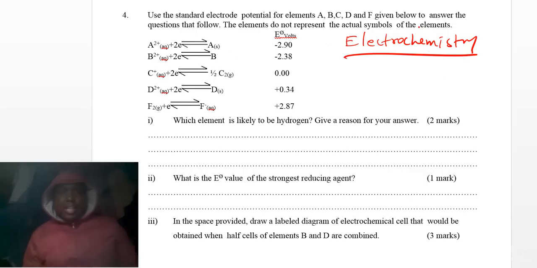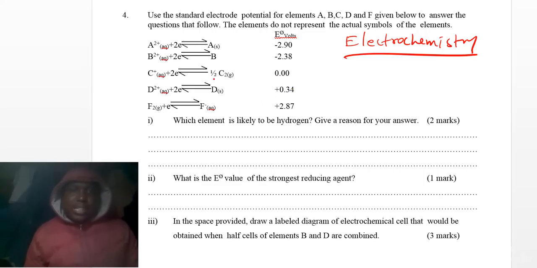Now you see A plus, the equation is like this. You can look at these equations. Now I want to tell you one thing, that the most positive and the most negative will produce the highest EMF. So when you look at element F and element A, because the most negative is A, the most positive is F, when you combine them, they will give you the highest EMF.